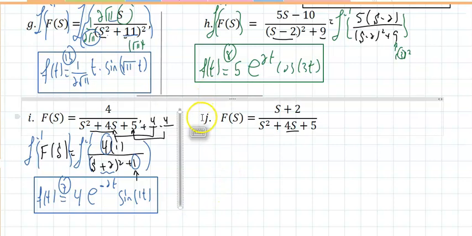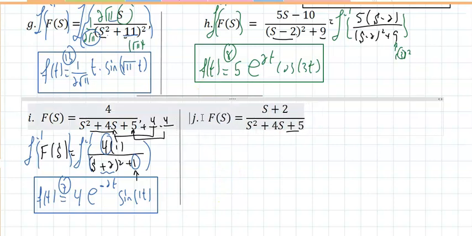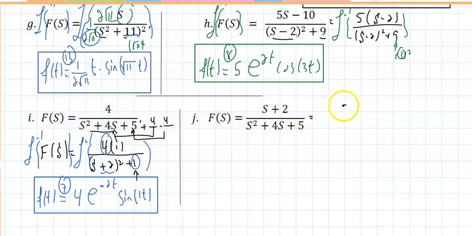And the same deal with this. Again, I'm taking all combinations. I just worked this out in the previous problem. So that is (s plus 2) over (s plus 2) squared plus 1.